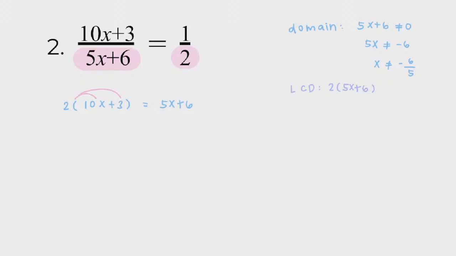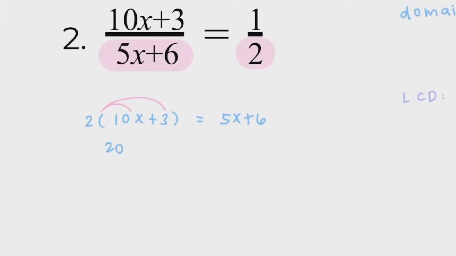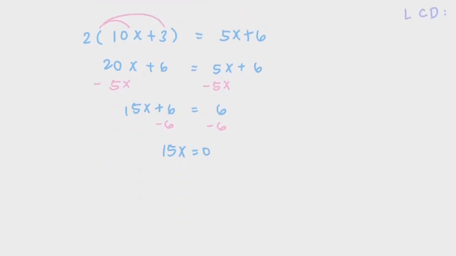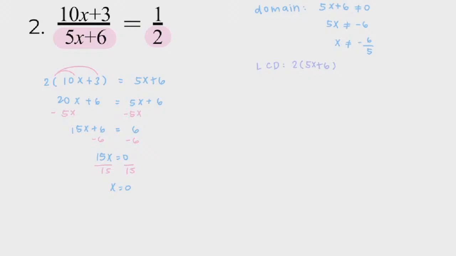Next we're going to distribute. So we get 20x plus 6 equals 5x plus 6. Then we're going to subtract 5x on both sides. We get 15x plus 6 equals 6. Subtract 6 on both sides, so 15x equals 0. And then divide by 15, so x equals 0. And our domain was that x cannot equal negative 6 over 5, and 0 is not negative 6 over 5, so 0 is going to be our solution.